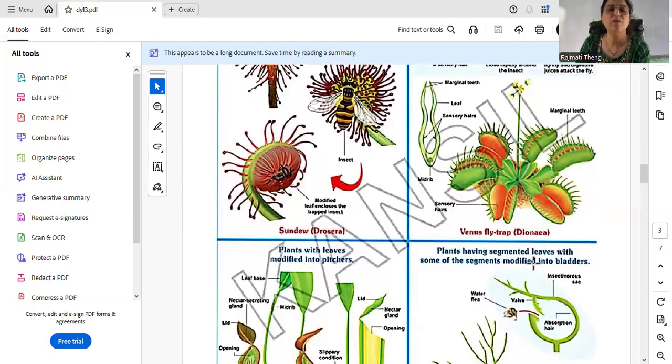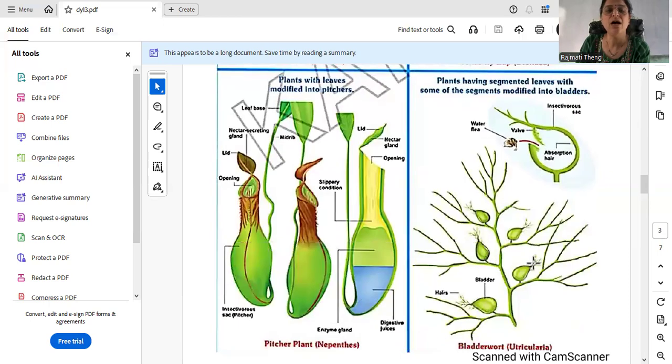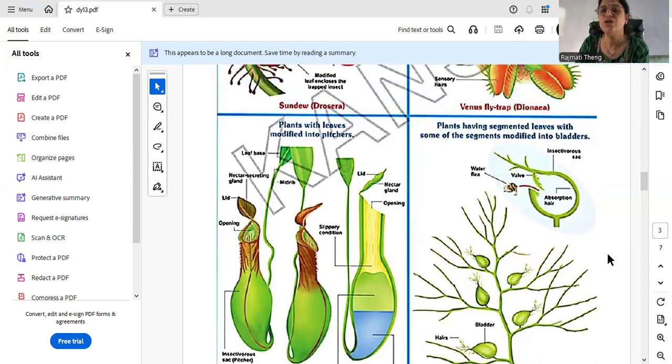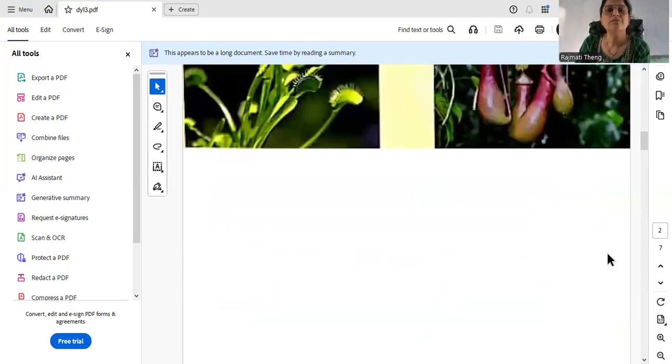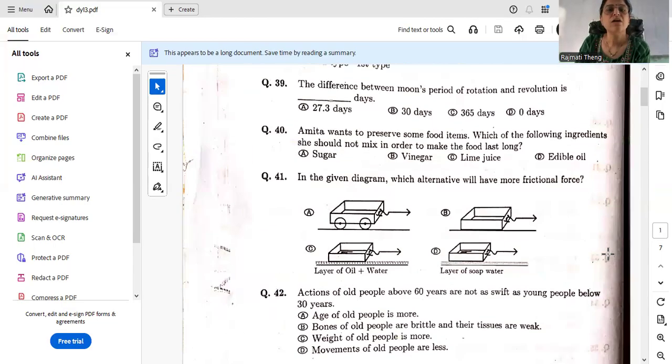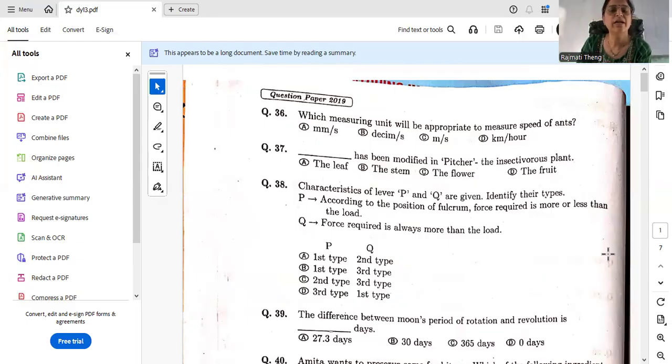Another example, sundew, it is also called Drosera. Venus flytrap, it is also called Dionaea. Pitcher plants, also called Nepenthes. Bladderwort, also called Utricularia. So question number 37, the correct option is option A, modification of leaf.